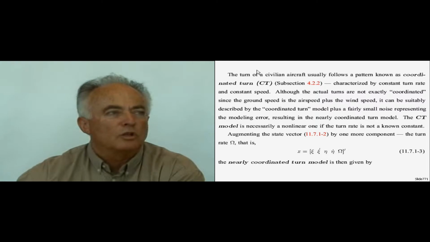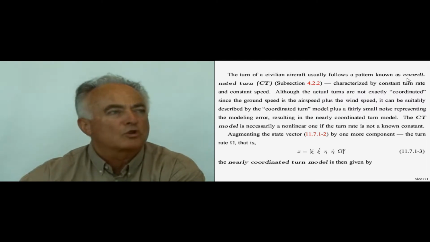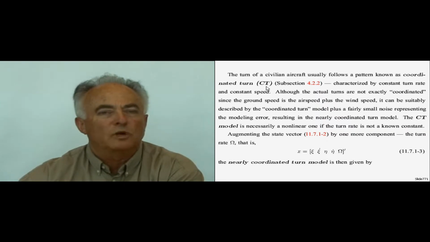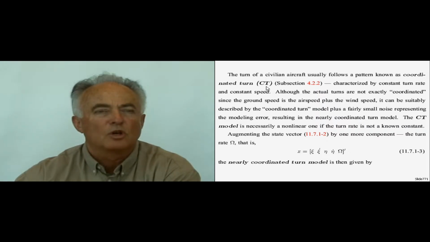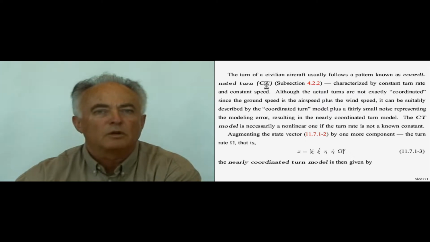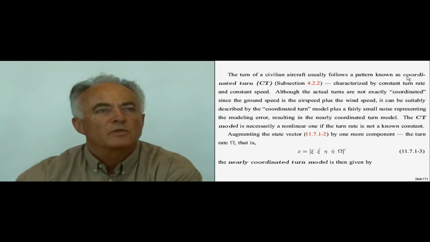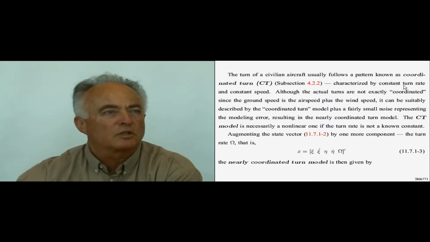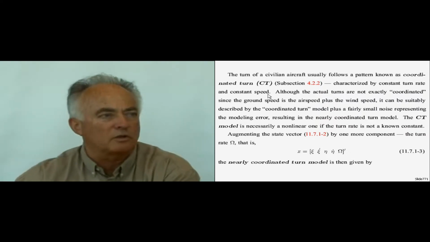Now, the turns really follow a pattern known as coordinated turn. Therefore, while we can use a white noise acceleration with a relatively large process noise to model them, we know this is not such a good model. It is simple, but we have a better one, and we'll show its value. And this is the coordinated turn model. As indicated, it's characterized by a constant turn rate and constant speed. Remember, speed is the magnitude of the velocity.